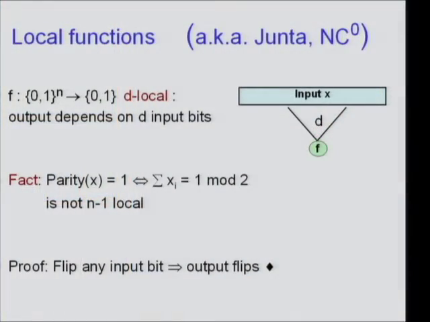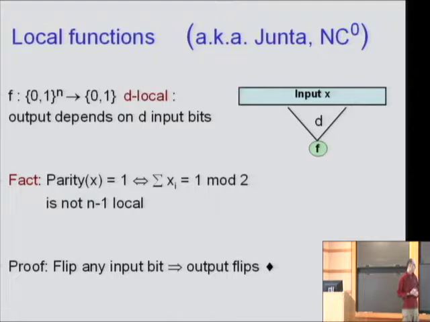Right? Can we prove lower bounds or negative results for this model? Yes, it's very easy. For example, to see that the parity function requires maximum locality, okay? Because if you flip any input bit, the output has to flip, so you must look at every bit.